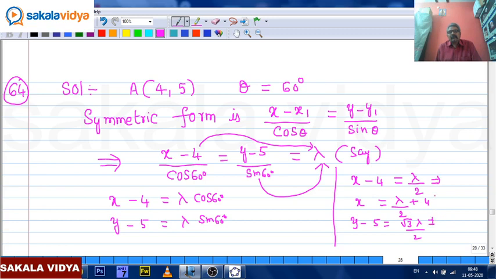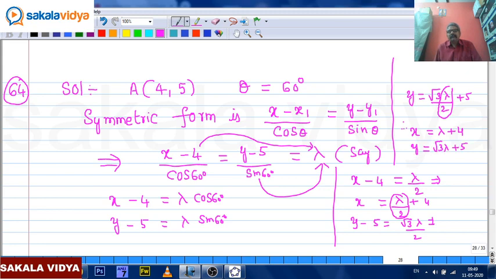So here I will write y equals 3 root 3 lambda by 2 plus 5. But actually we can say lambda by 2 is equal to lambda also, no problem. Therefore we get x is equal to lambda plus 4, y is equal to root 3 lambda plus 5. These two are the parametric equations.